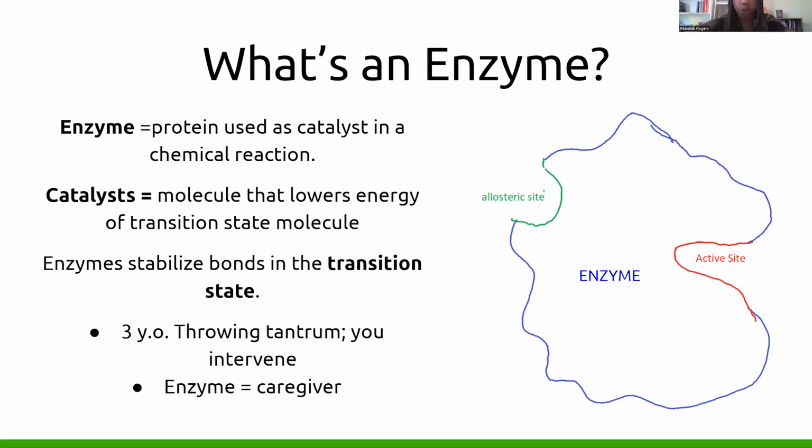In order to reduce the amount of energy there, you can go in and intervene. So by you intervening, you're able to calm down the baby. You're able to make it a little bit more of a chill situation. That is similar to what an enzyme is doing. They're reducing the energy of the transition state, or making that baby calm down when they're throwing a tantrum.